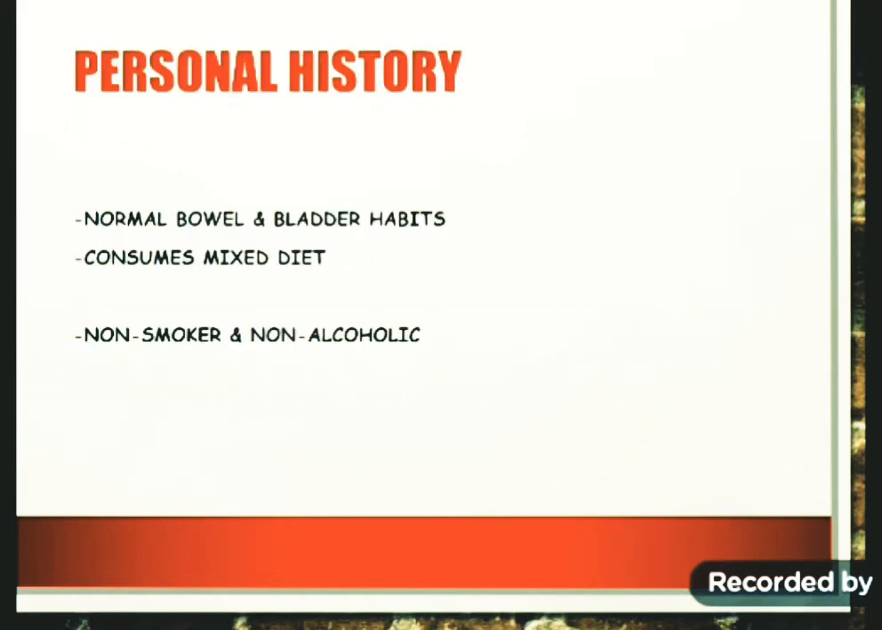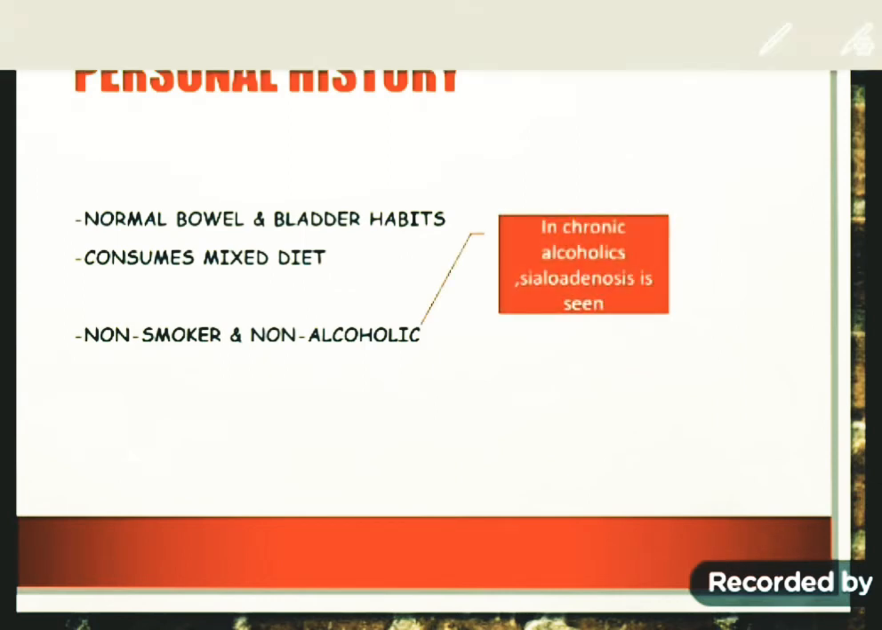Moving on to personal history. Bowel and bladder habits are normal and he consumes a mixed diet. That's okay, it's nothing important. What is important is non-smoker and non-alcoholic. Why? Because if a male is a smoker, there can be a possibility of Wharton's tumor, which is common in males who are smokers. So he's a non-smoker. We don't have this history.